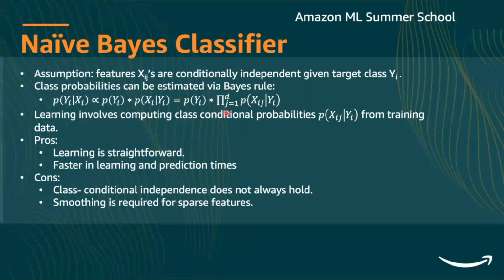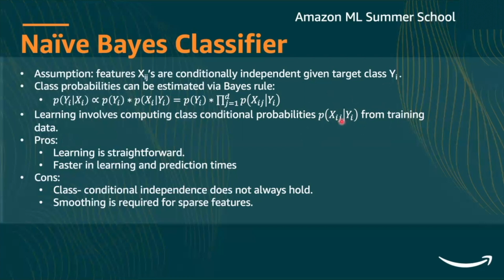So in a naive Bayes classifier, there is no training as such. The learning simply involves computing the class conditional probabilities from the training data itself. You have to compute this value from the training data. The advantage is that the learning is straightforward. It's really fast during learning as well as prediction time, because there's no training involved. You just need to compute these tables from the training data.